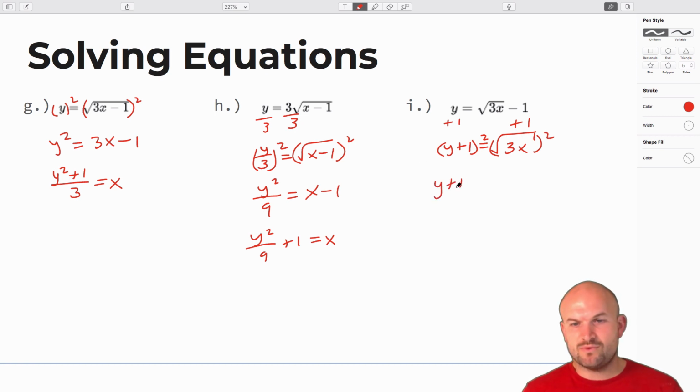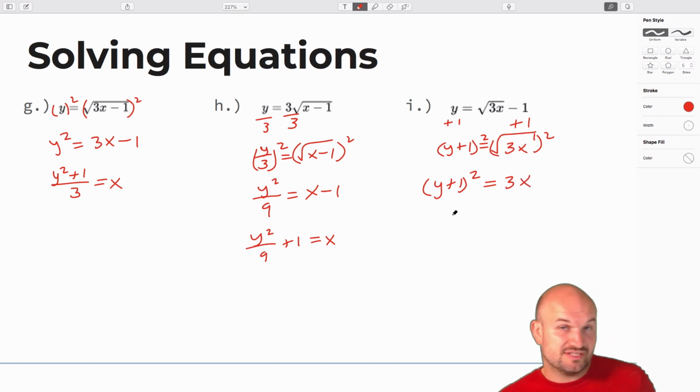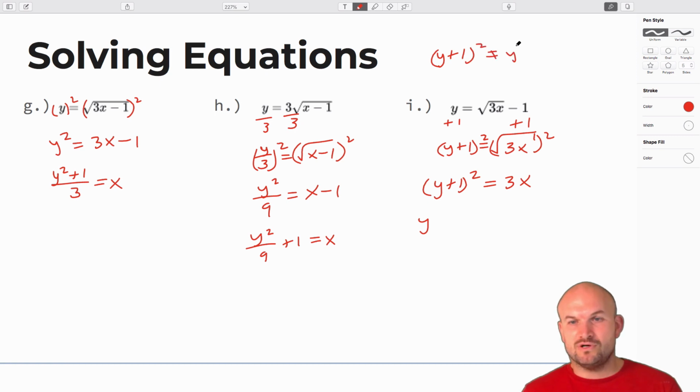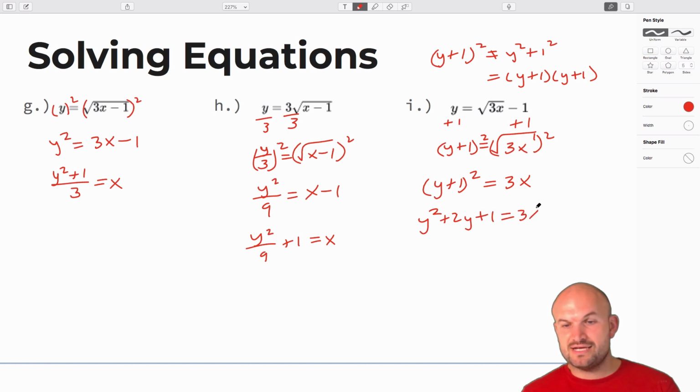So I could write this as y plus 1 squared equals 3x. Now, obviously, we don't have to square this, but sometimes if you're looking at your answer choice, it's just fine where it is. But just remember, y plus 1 squared does not equal y squared plus 1 squared. It equals y plus 1 times y plus 1. Okay? So therefore, that's going to be y squared plus 2y plus 1 is equal to 3x.